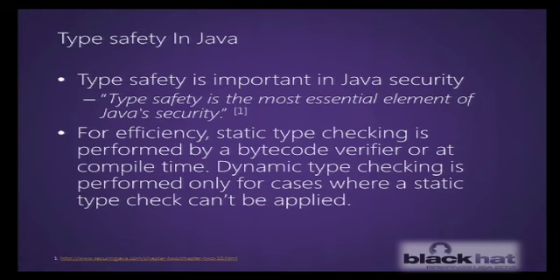So here is one of the quotes: type safety is the most essential element of Java security. That is from one of the books, the Securing Java book. And this one is kind of like a Bible for Java security. It is a very old book, but it has a lot of good information there. So they are saying type safety is the most essential element. So you might wonder, why is this so important? I will explain it later.